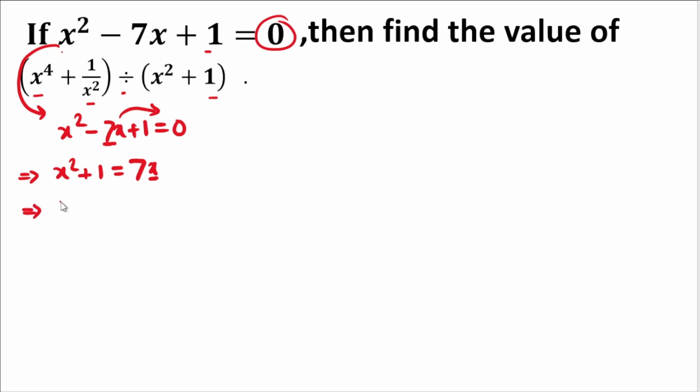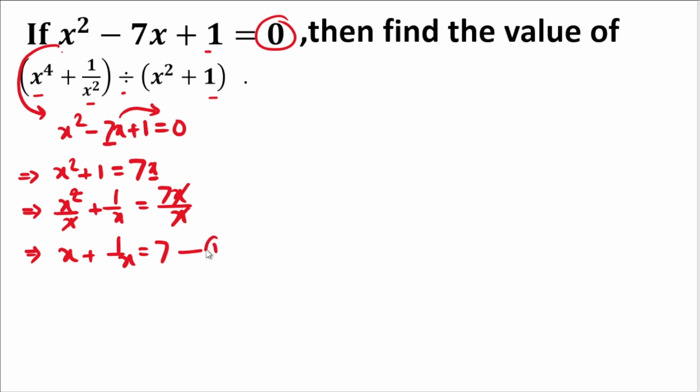So in the left hand side we have x square divided by x plus 1 over x, and that is equal to 7x divided by x. So here x and x get cancelled. In the left hand side we have x, and this square will be cancelled. So x plus 1 over x is equal to 7. Let us take this expression as equation 1.